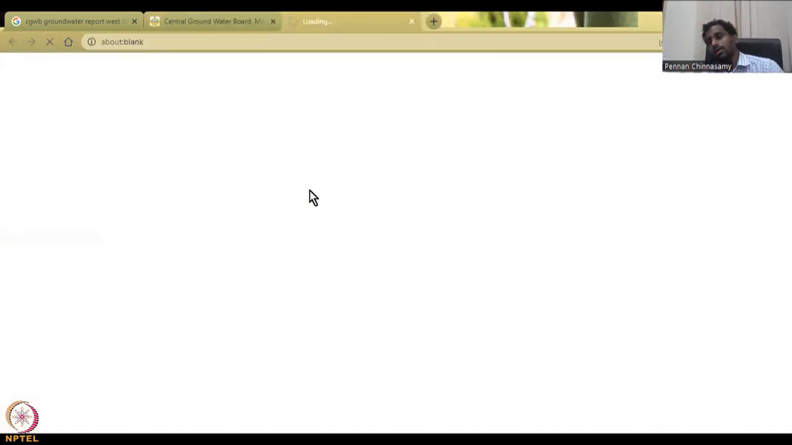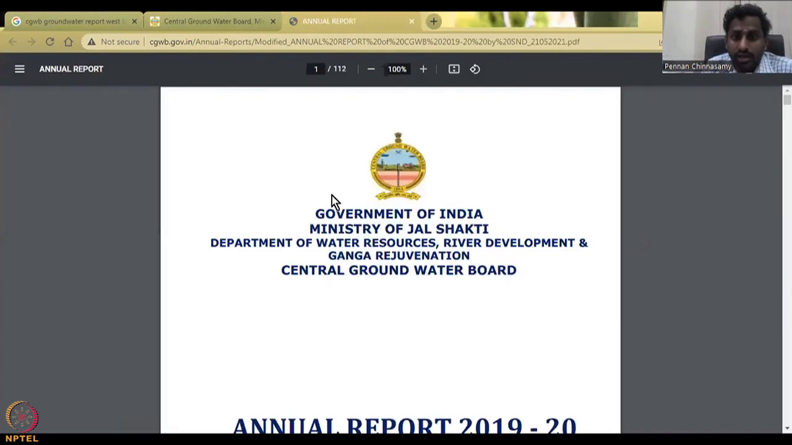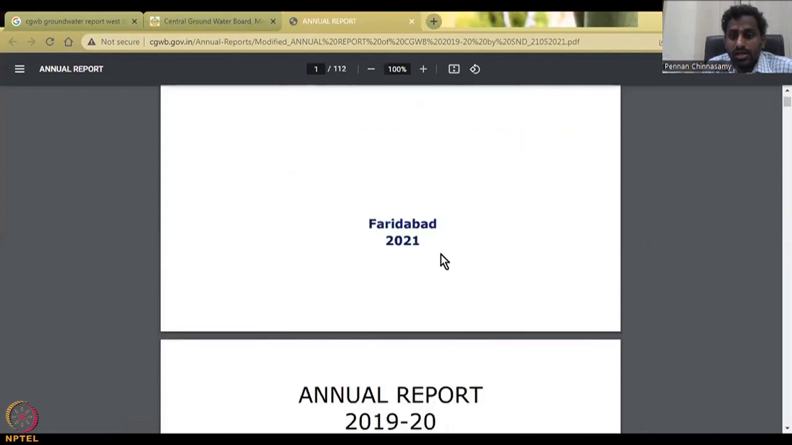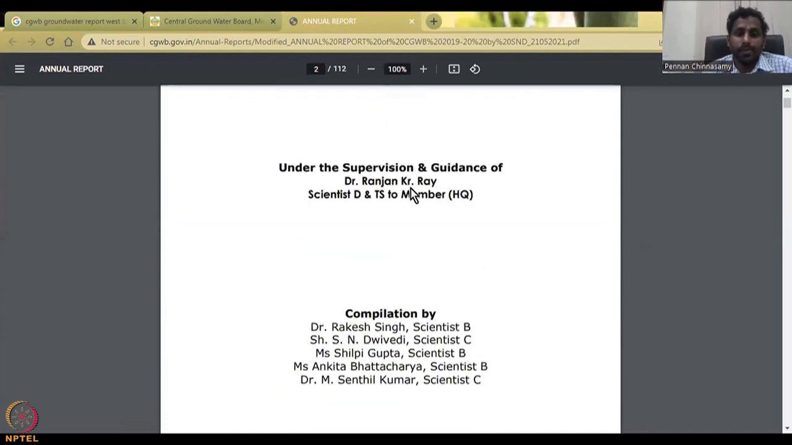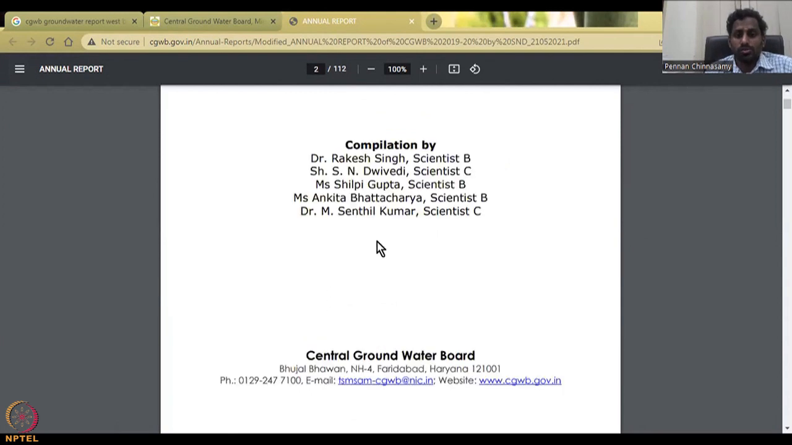I'll take the latest one, which is the 2019-2020 data. And you could see that this report was done in 2021. So one year it takes for them to release the data. Okay. So they collect data for 2019, 2020, but it takes one year to make this report and then they release it. Okay. So under supervision, who did it?